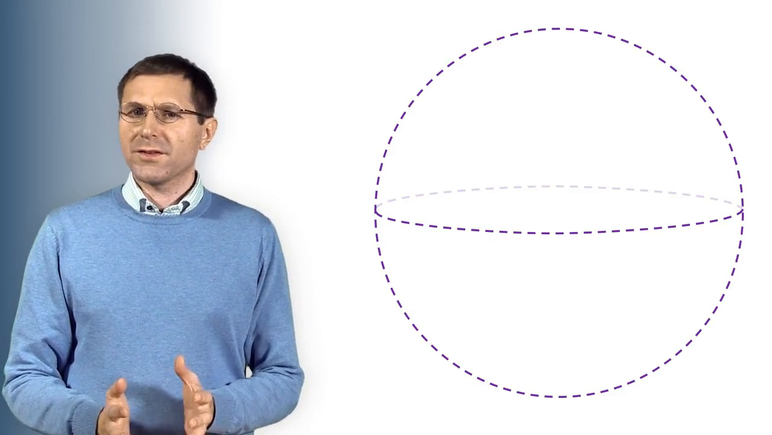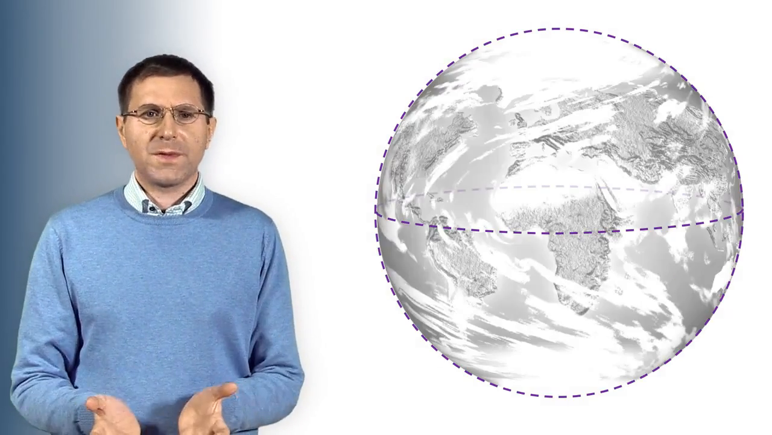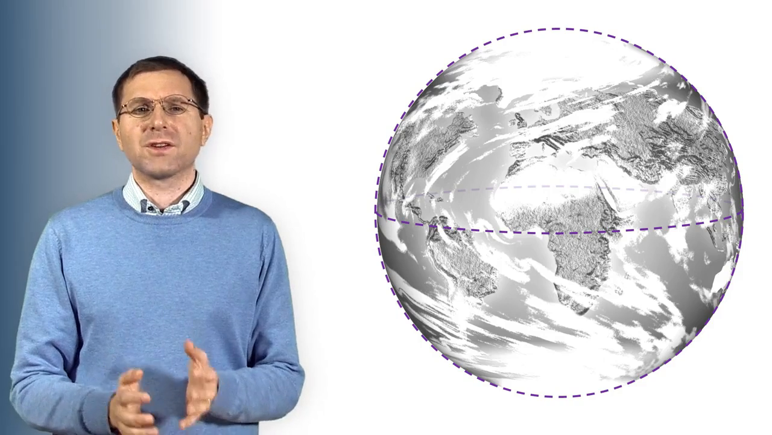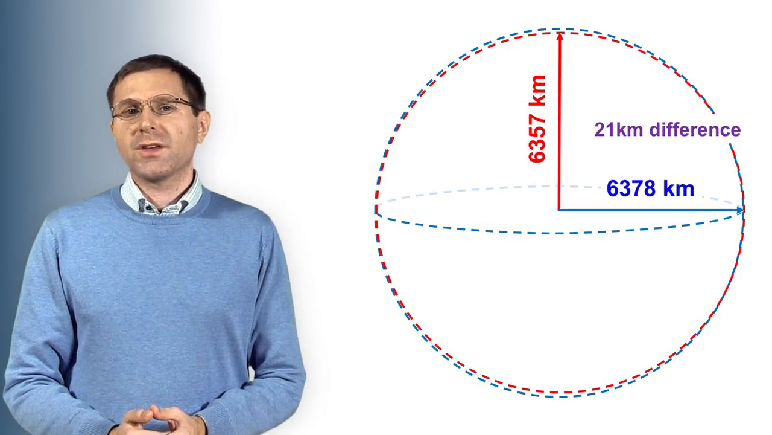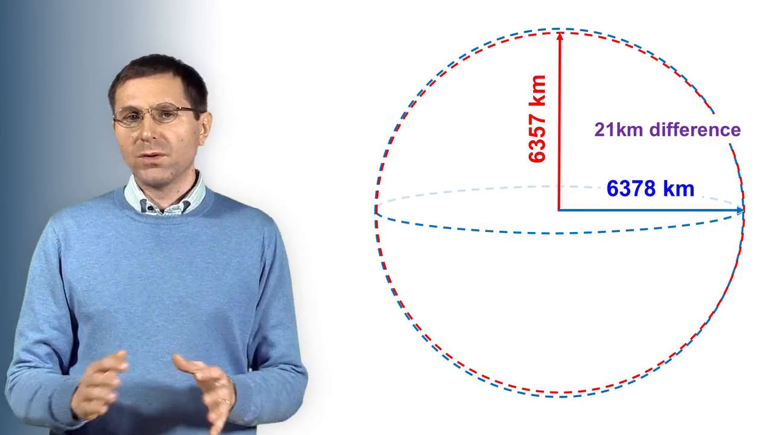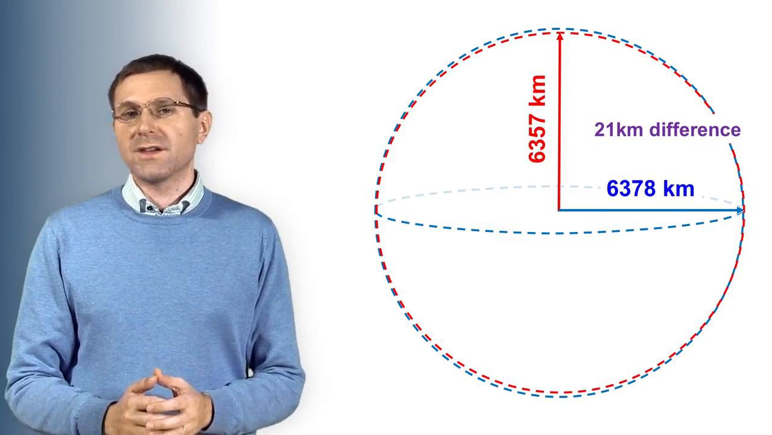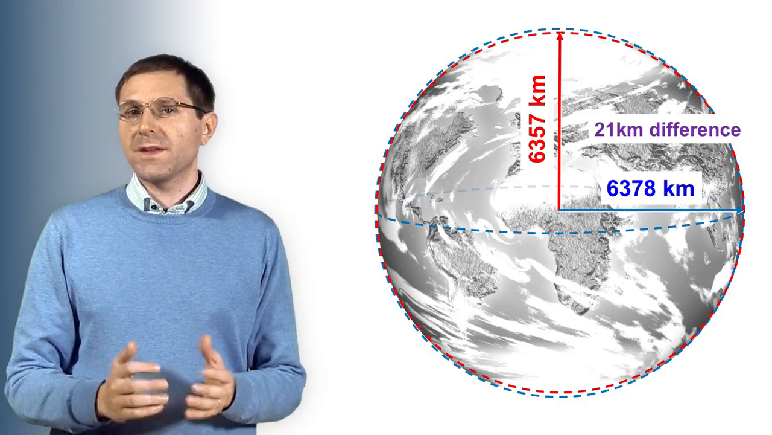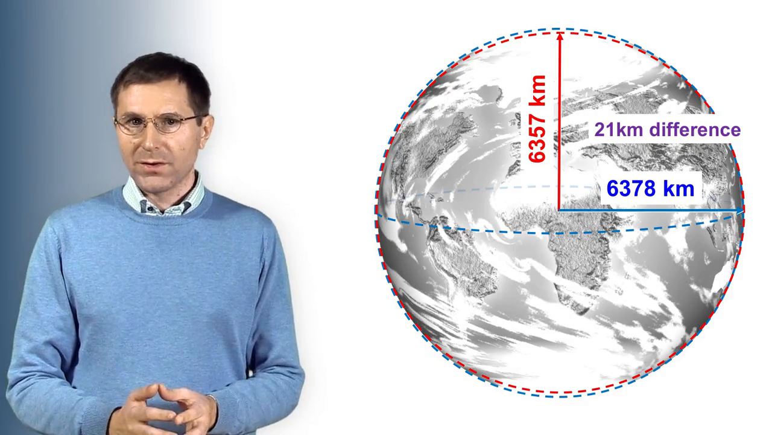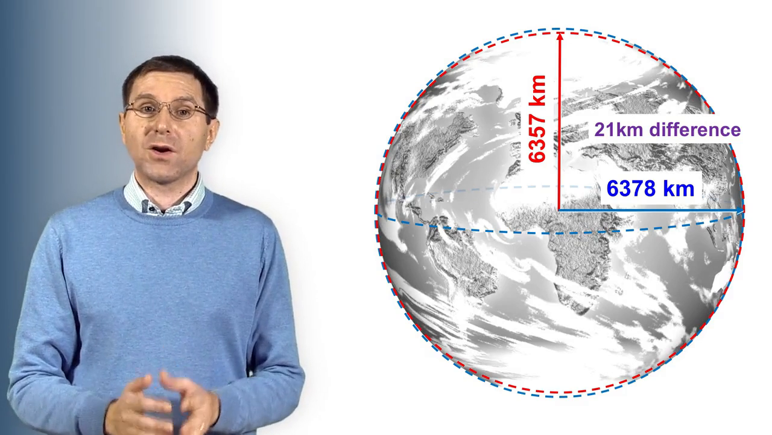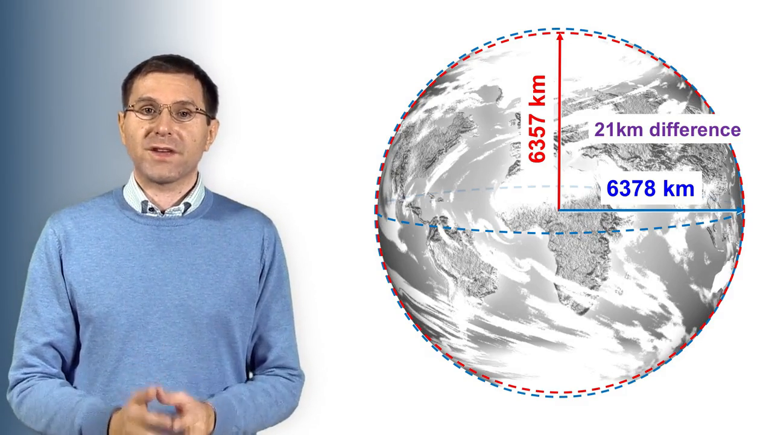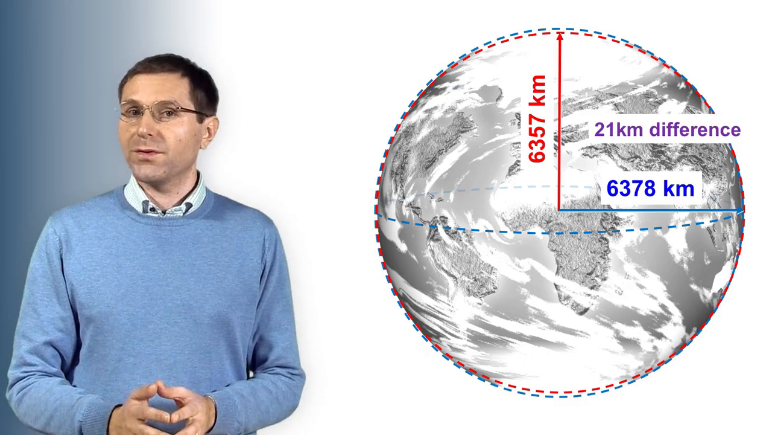At a first glance, it appears to be a sphere. But if we would measure its size more accurately, we would find out that the Earth is flattened at the poles and has bulges at the equator. The distance from the center of the Earth to the equator is about 21 kilometers longer than the distance from the center to any of the two poles.